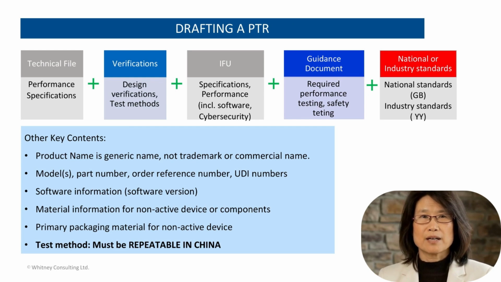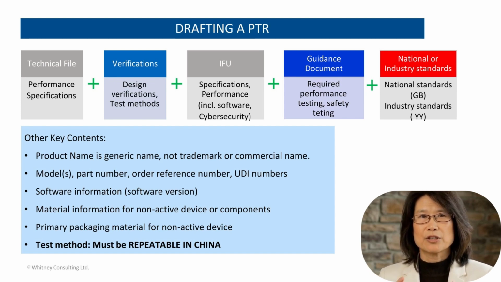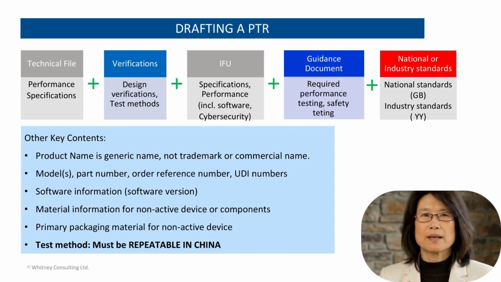When drafting a PTR, one must review multiple documents first. For example, the technical file typically includes the specifications and descriptions of the device functions. Verification reports can be the design verification or verifications of each engineering redesign or upgrade. IFU has the customer-facing parameters and claims. These three documents are typically from the manufacturers.